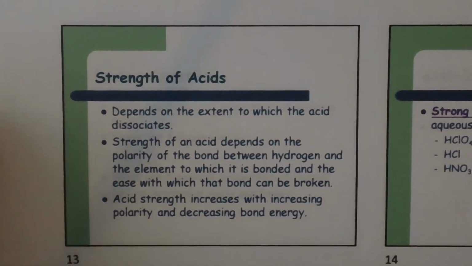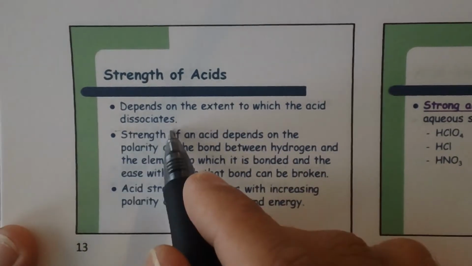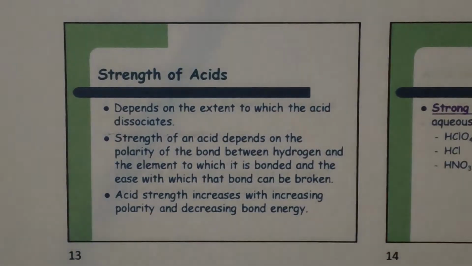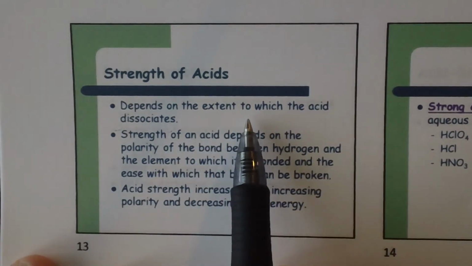But the strongest acid in the world is perchloric acid. And the reason it's strong is because it fully dissociates. That perchloric acid completely changes into hydrogen ions and perchlorate ions. And so its full dissociation is what makes it a strong acid.